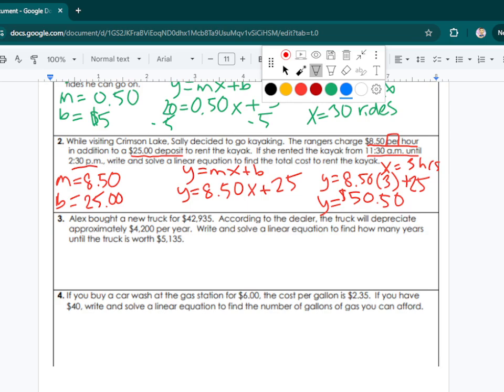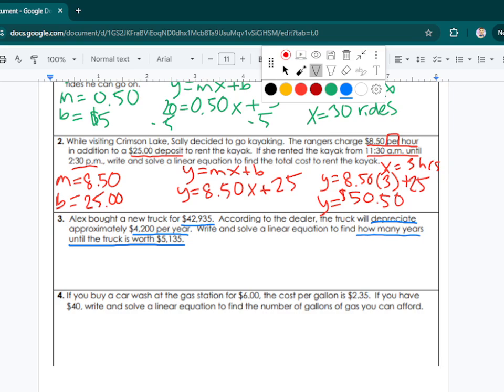Let's see, what's next? Alex bought a new truck for $42,935. According to the dealer, the truck will depreciate approximately $4,200 per year. Depreciate is important here. That's $4,200 per year. Write and solve a linear equation to find how many years until the truck is worth $5,135. So I didn't underline that, but that's also important.